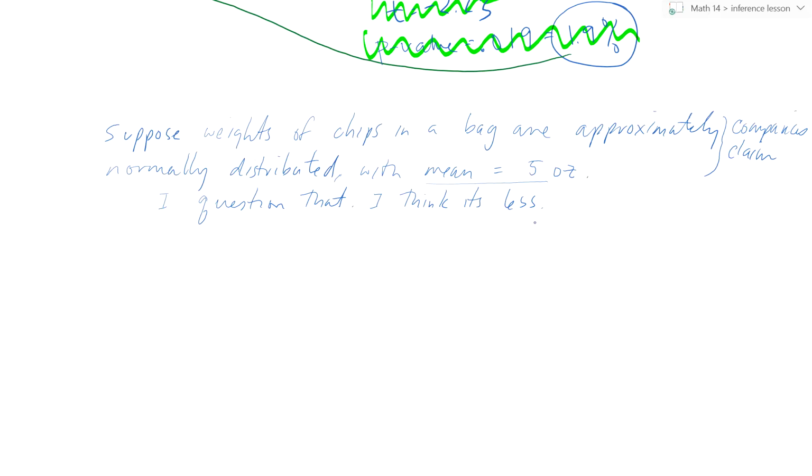So I need to take a sample. So suppose I take a sample of 15 bags. And I get the average for my sample is 4.7 ounces. And the standard deviation is, let's say, 0.3 ounces. Okay, so what I want you to do is perform a hypothesis test.